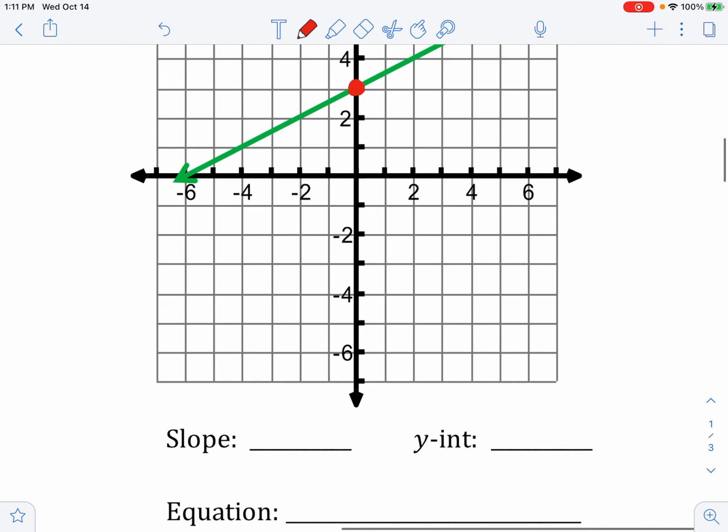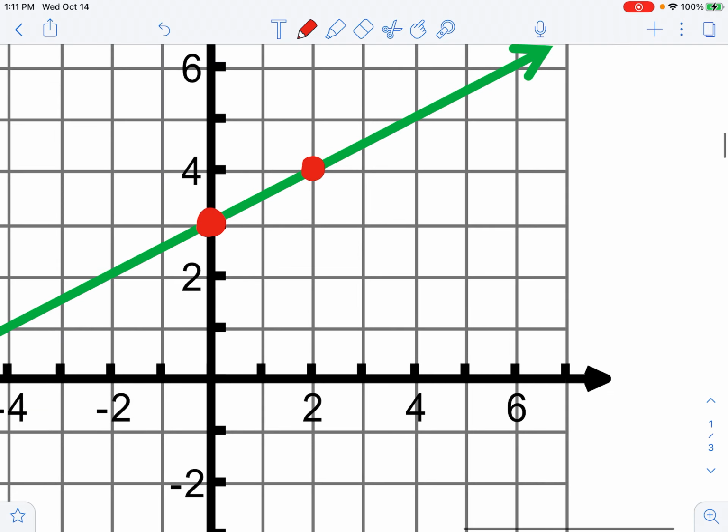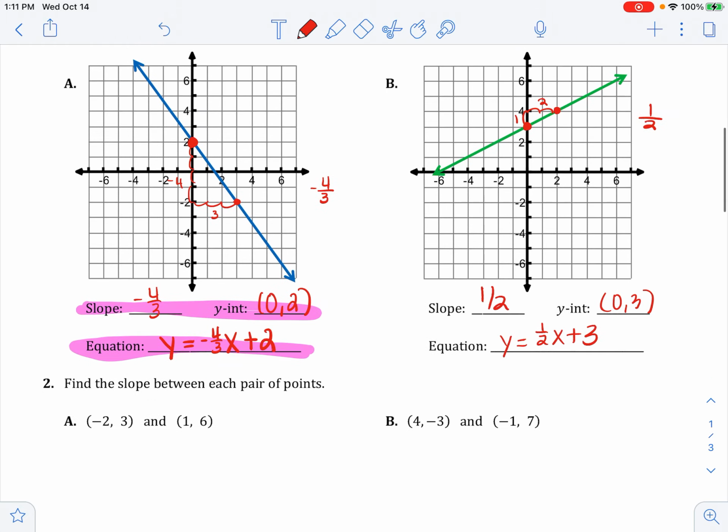All right, let's look at the next one here. Here's my y-intercept. That's 0, 3. Oops, that's not where y-intercept goes. It goes here. All right, now let's find the slope. So I'm going to get another point that I know. I'll use this point. All right, so to get from point 1 to point 2, I'm going to go up 1 over 2. So that's 1/2. So my equation of my line is y equals 1/2 x, and then it's a +3.